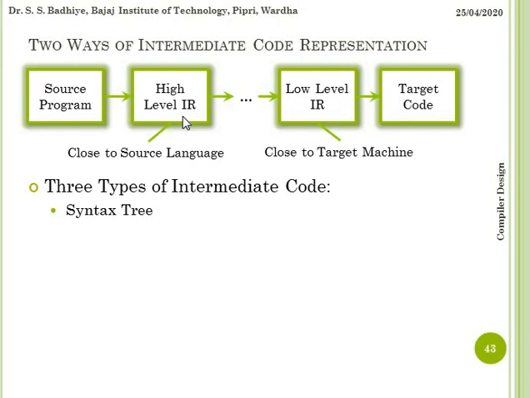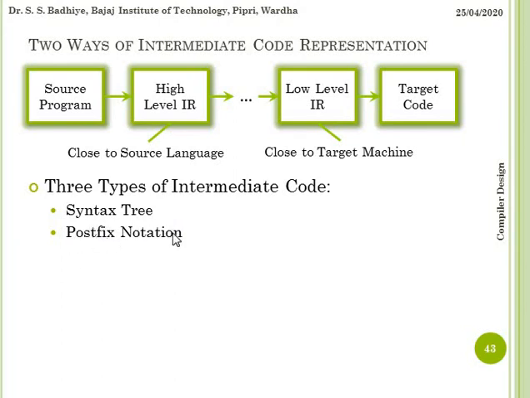You know that we have already seen syntax trees. Syntax trees represent the hierarchical structure of the source program, and by this hierarchical structure it is suitable for type checking, correct? So by using a syntax tree we can do the type checking of the source program. The second type is postfix notation.